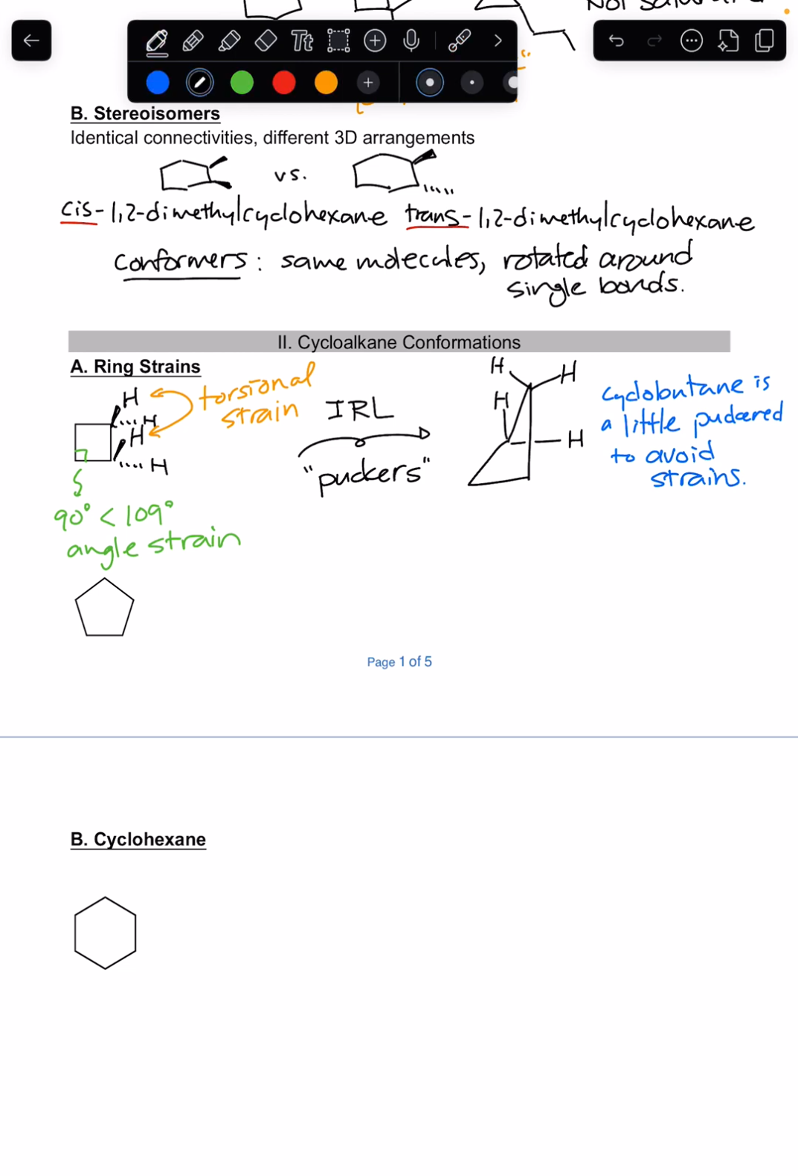Now let's think about cyclopentane. If you know how to do geometry calculations pretty well, you might know that this angle in a pentagon is going to be 108 degrees. So there's actually very little angle strain. So that's good. But there would still be some torsional strain if this molecule is flat. Then these hydrogens would eclipse.